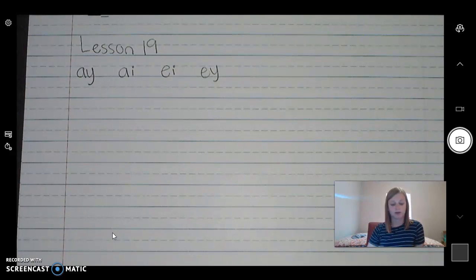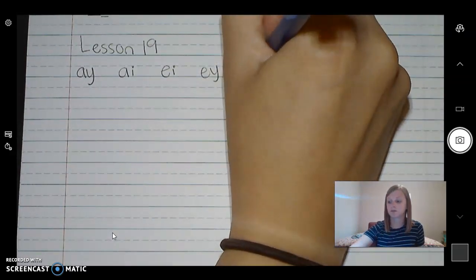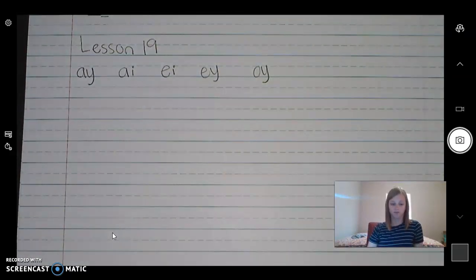Now I need you to write down the phonogram that is OI that we do use at the end of English words. Okay, and then our last one is OI that we do not use at the end of English words.